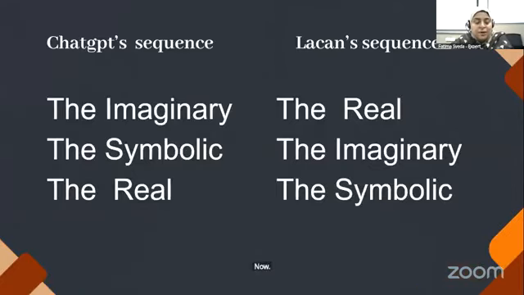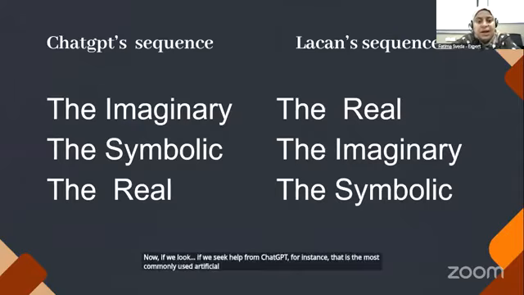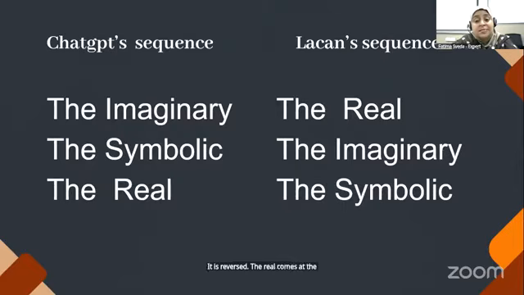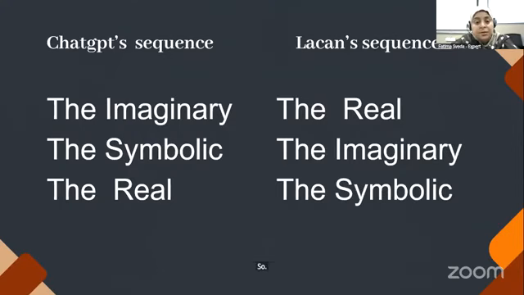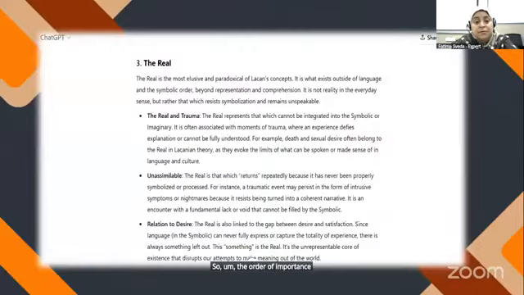Now, if we seek help from ChatGPT, for instance, that is the most commonly used artificial tool. So the imaginary, the symbolic, and the real: we can see the whole sequence of the ideas that were there in Lacan's essay. It is reversed. The real comes at the end, and the imaginary that was in the middle comes to the fore. So the order of importance is disturbed over here.